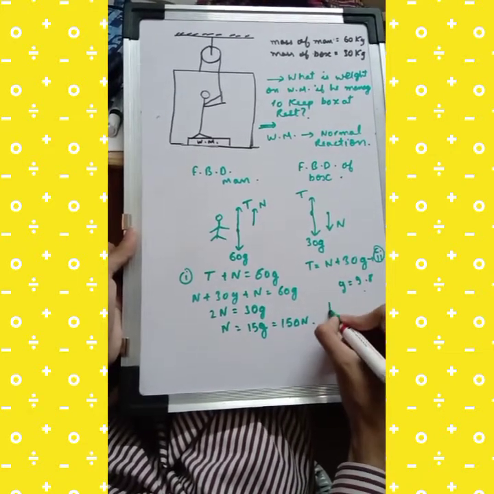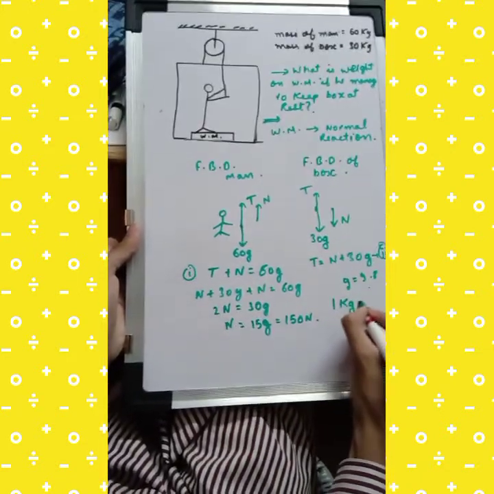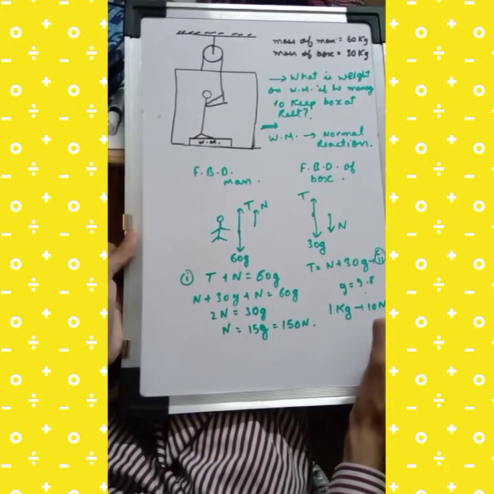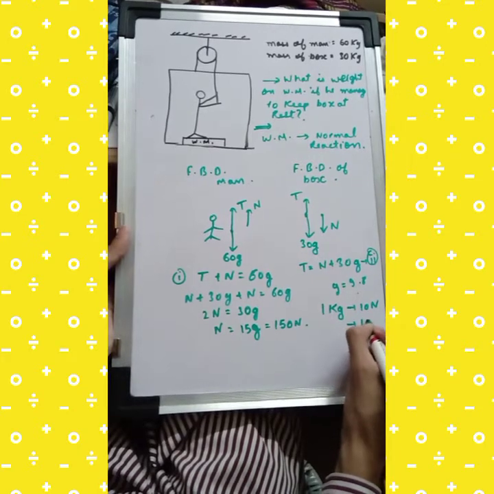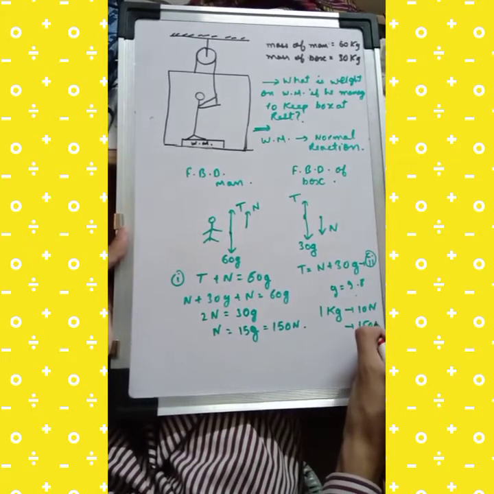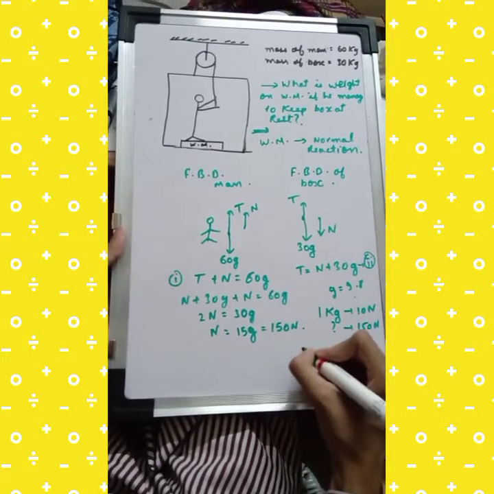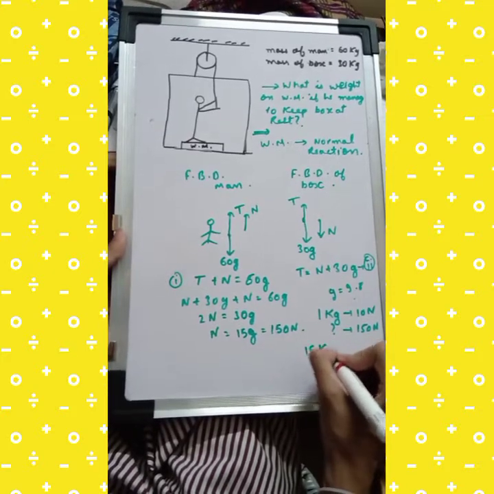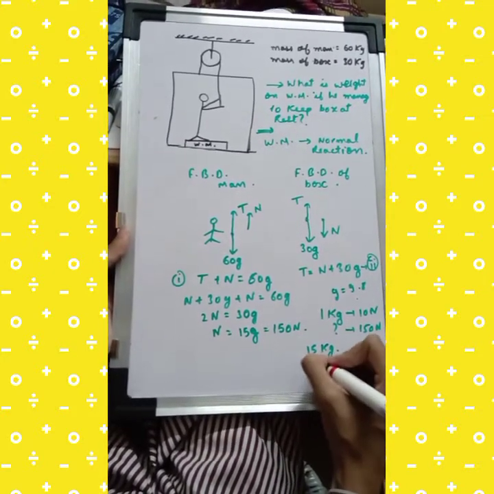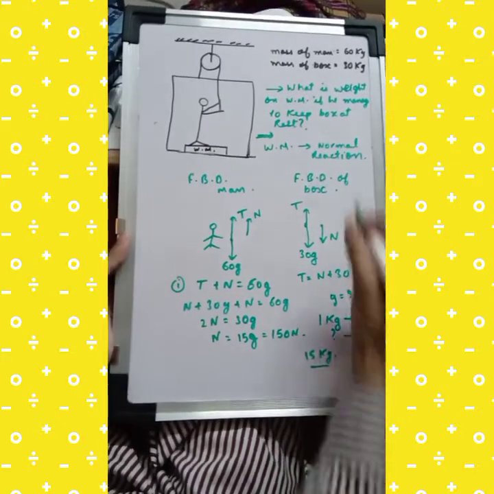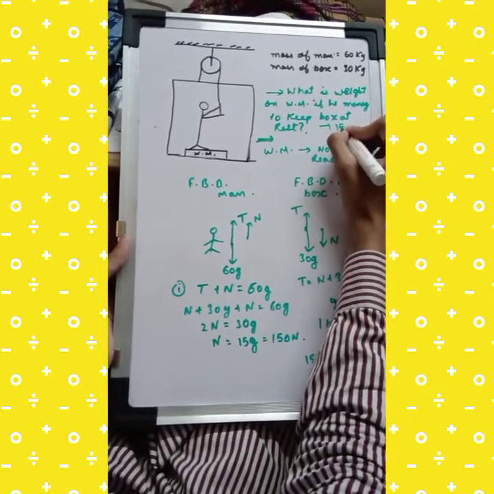We all know that 1 kg weight corresponds to 10 Newton of gravitational force. So if the force here is 150 Newton, what would be the mass? The mass would be 15 kg. So the weighing machine will show a reading equal to 15 kg, which is asked in the question. So this would be 15 kg.